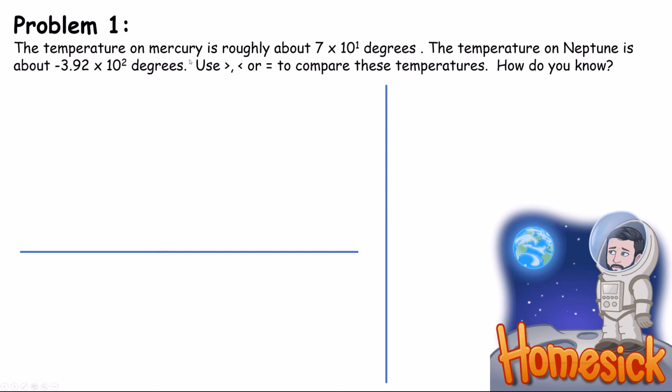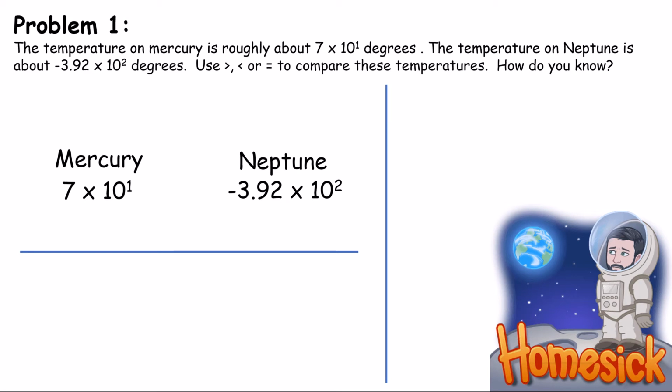Our focus for today is on problems like this. The temperature on Mercury is roughly about 7 times 10 to the first degrees. The temperature on Neptune is about -3.92 times 10 to the second degrees. Use greater than or less than or equal to compare these temperatures, and how do you know? So in this problem, I'm given 2 planets, and I'm given their temperatures written in scientific notation. And I'm asked to determine whether Mercury's temperature is greater than, less than, or equal to Neptune's temperature.